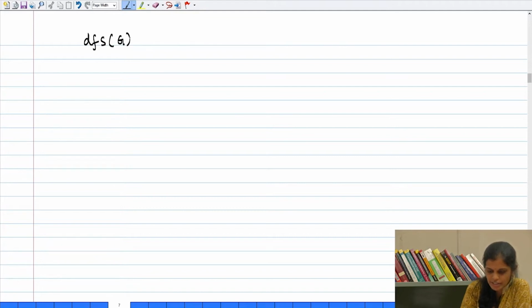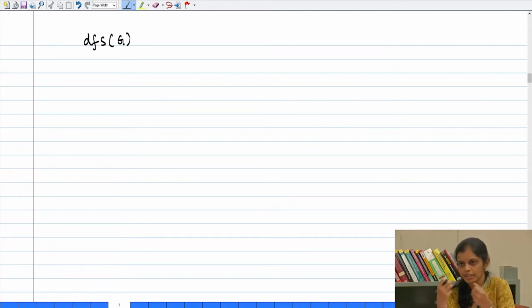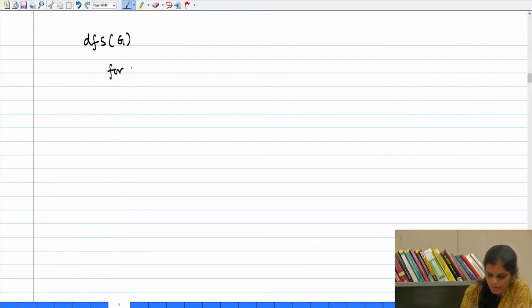Here, instead of just doing it starting at a vertex, I am just going to do a DFS exploration of G, and during this course it will explore a particular vertex, right. So, for all V, sorry.